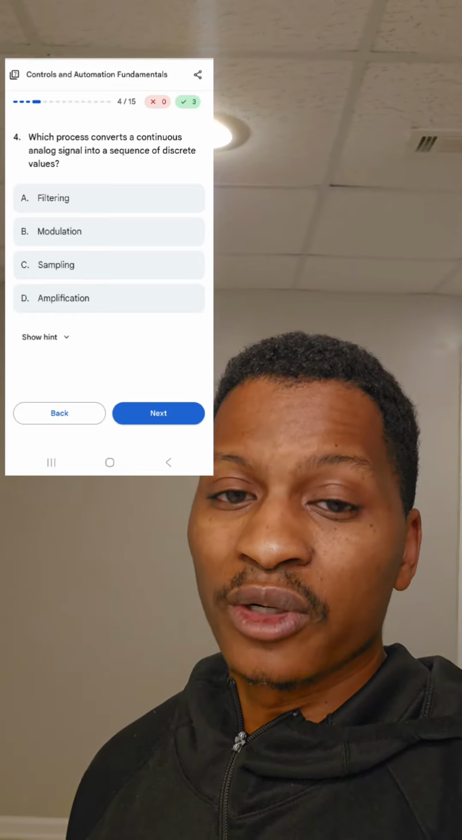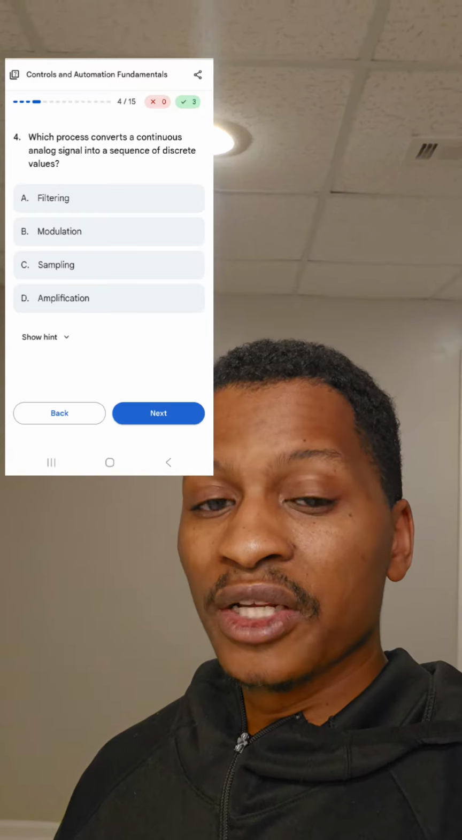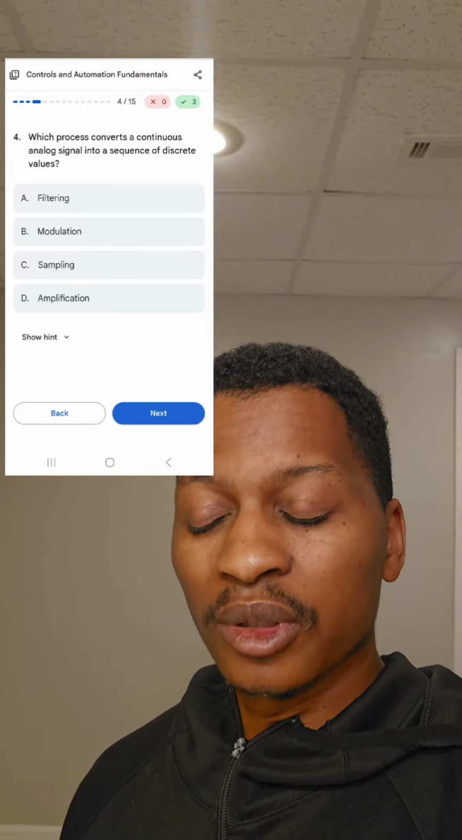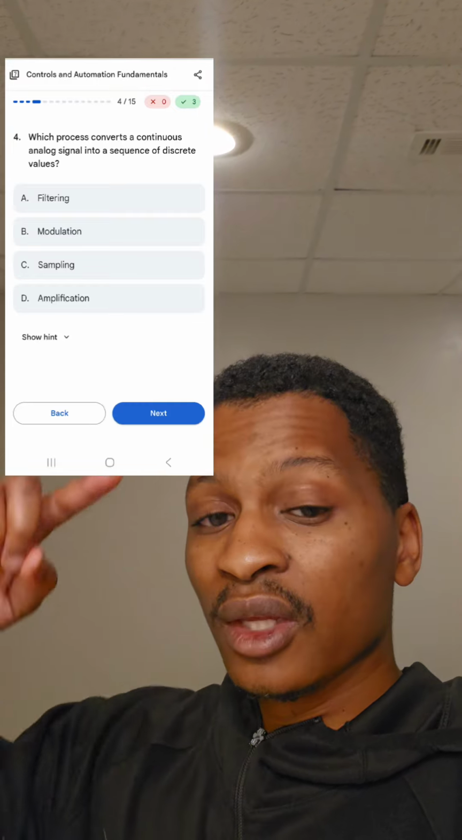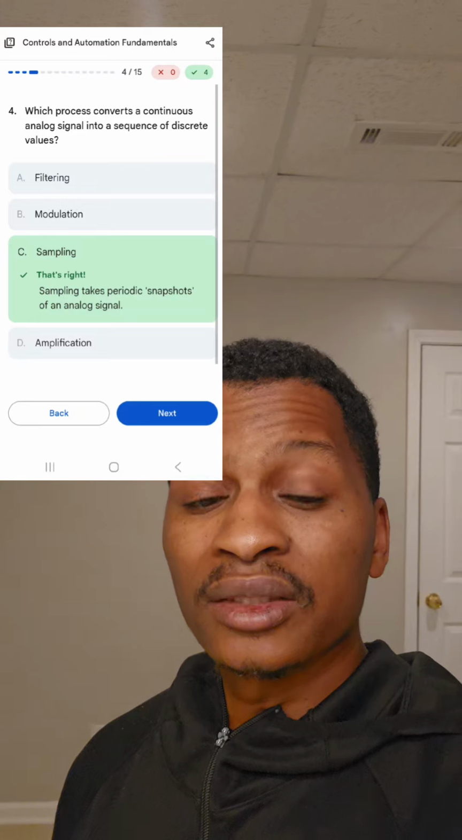Here's the last question here. Which process converts a continuous analog signal into a sequence of discrete values? Here's your choices. And yes, the answer is sampling.